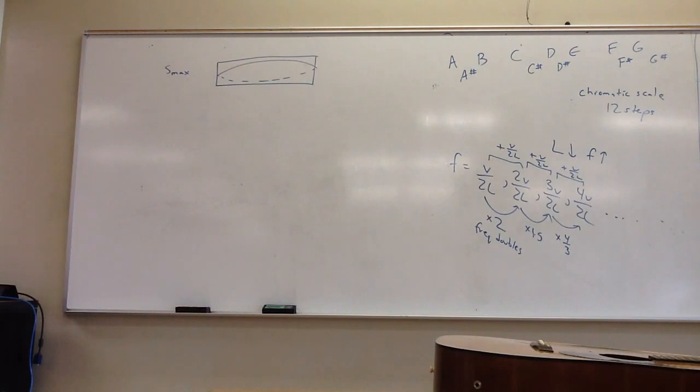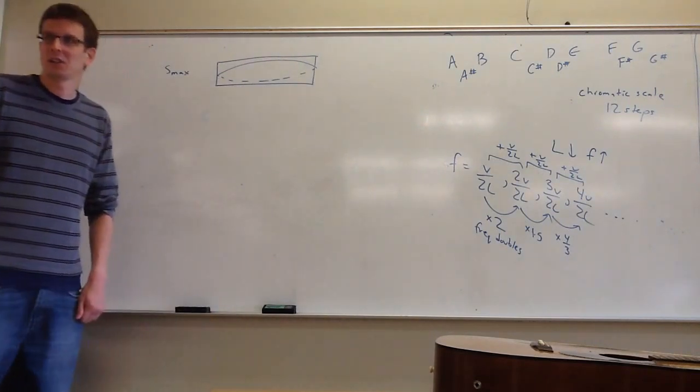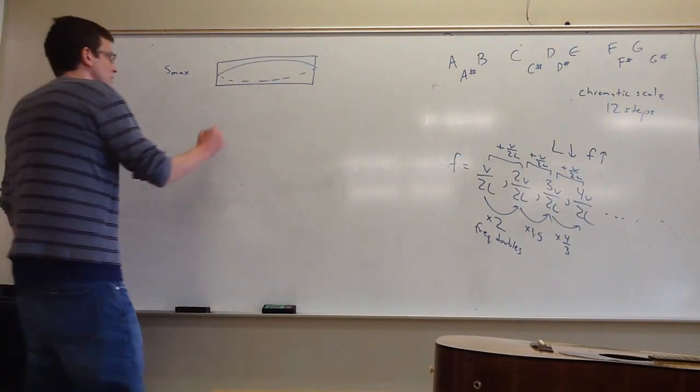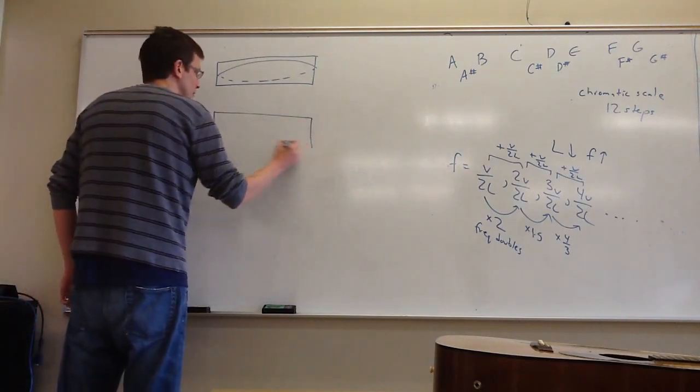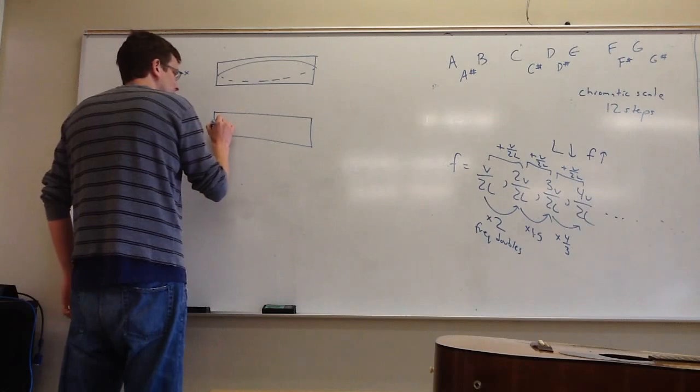If you have a closed tube, remember that the air molecules can't move there, right? These are the boundary conditions. They have nowhere to go, right? There's a closed end. So that's the first thing that obeys the boundary conditions, right? And then the next one might look like this.